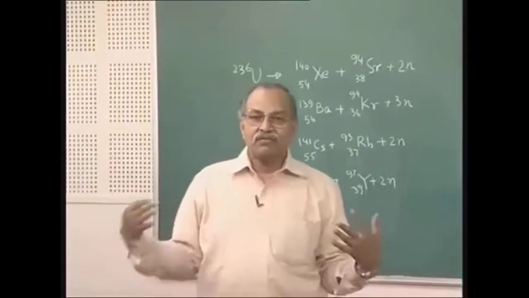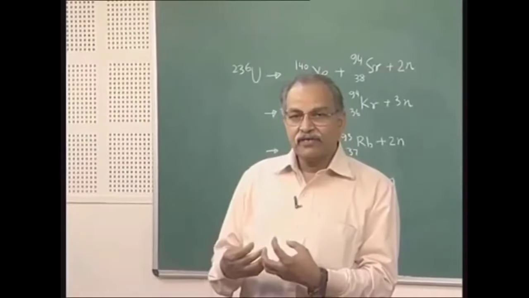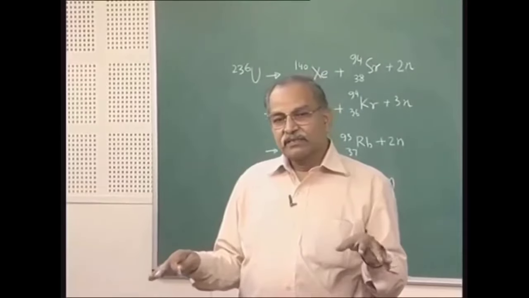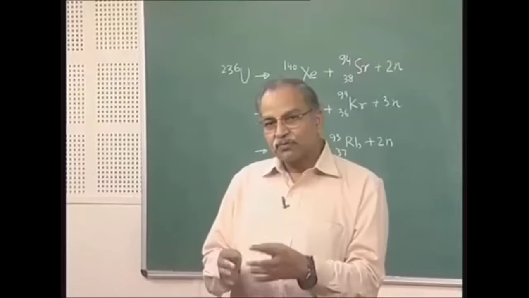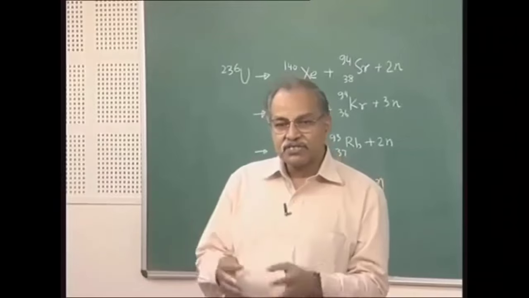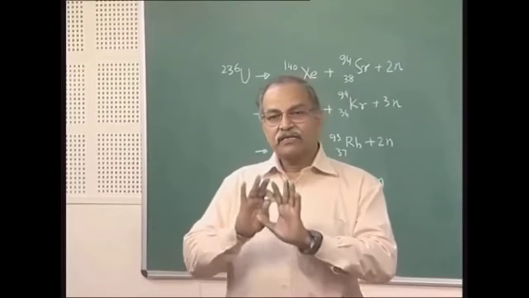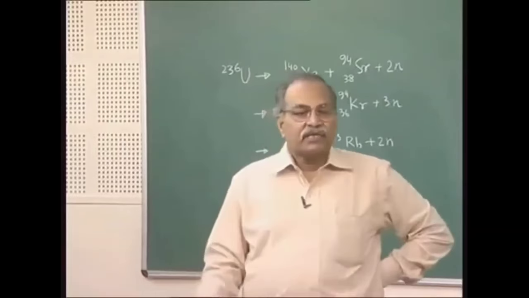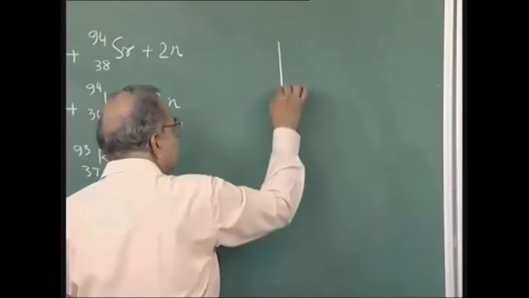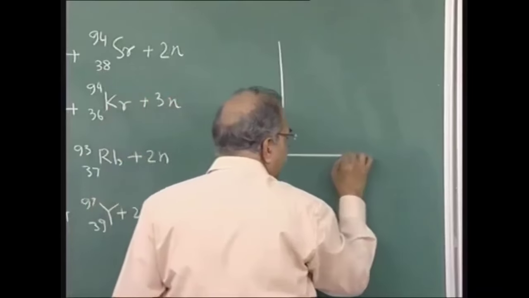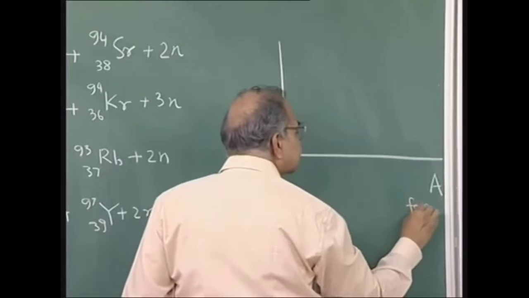So, if one looks at the mass numbers A of these products and what is the abundance of each reaction product, what percentage of the reaction product is strontium, how much is iodine, and so on, that plot can be made. And it turns out that this is a very asymmetric plot. So, here I am plotting A of fragments.